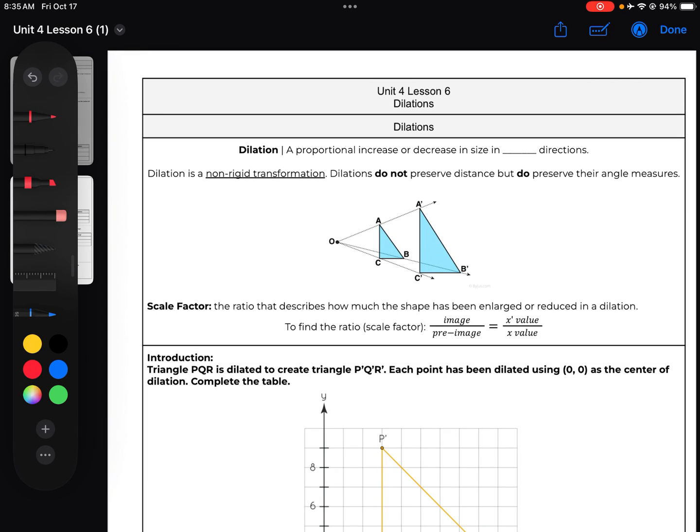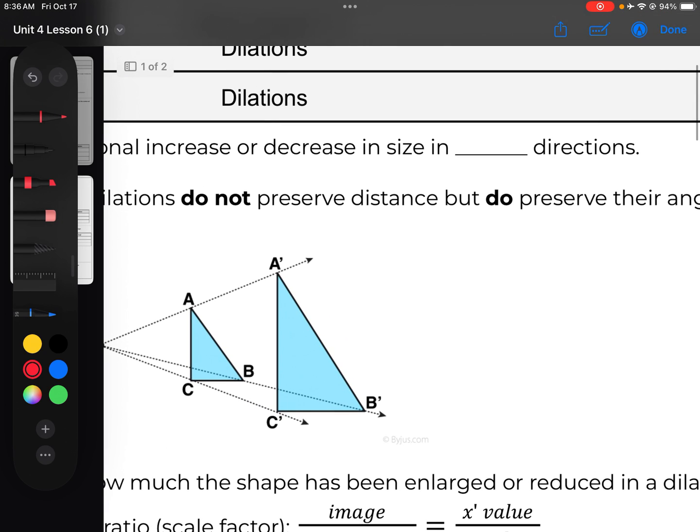Hi, Mr. Biggers here, and today I'm going to very quickly run us through our Unit 4, Lesson 6 on dilations. A dilation is a proportional increase or decrease in size in all directions, okay?